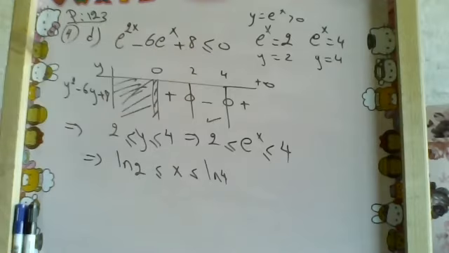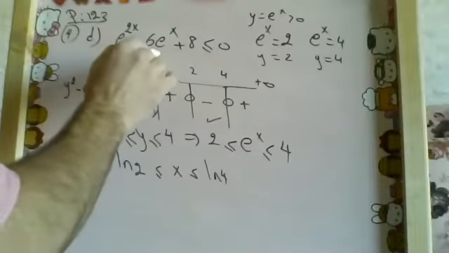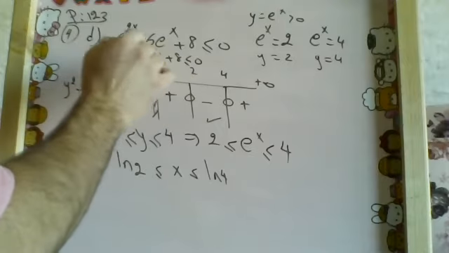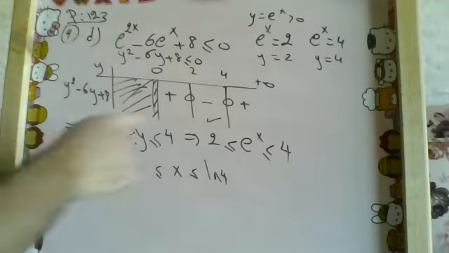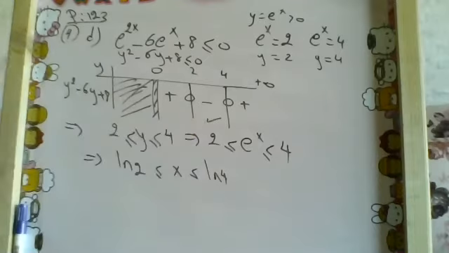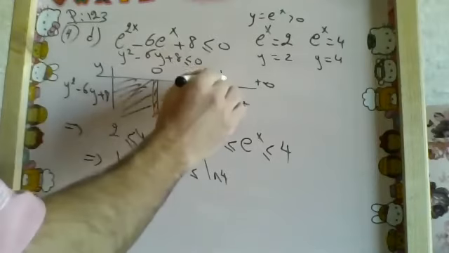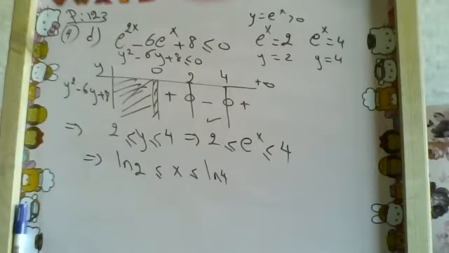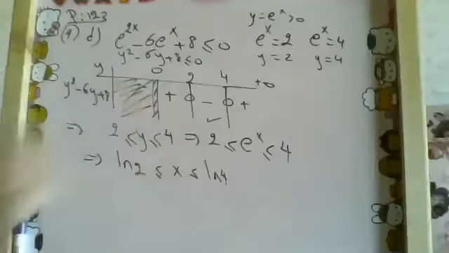We need it less than 0. This is equivalent to saying y squared minus 6y plus 8 less than or equal to 0. The same approach: you put y equal to e power x. We need it less than 0, so the values of y, the variable here is y, are between 2 and 4. So here I wrote y between 2 and 4.